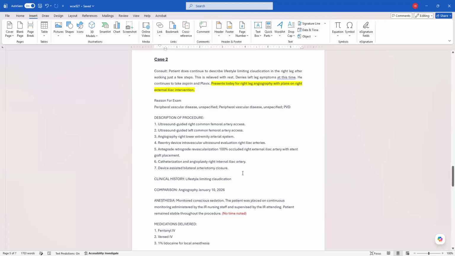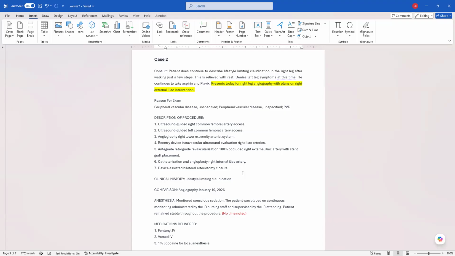And this one I think is going to get a little tricky to follow with how it's documented. But here we have a statement where it says patient presents today for right leg angiography with plans on right external iliac intervention. So here I feel this statement is a little bit ambiguous. And once again, I'd want to go back and look elsewhere in the medical record and see, was the angiogram needed to make the decision? Because sometimes when they're having the conversation with the patient, they're going through, okay, you're going to have an angiogram, then based upon the results, if we see this, then we might do this, this, and this. Like these are treatment options.